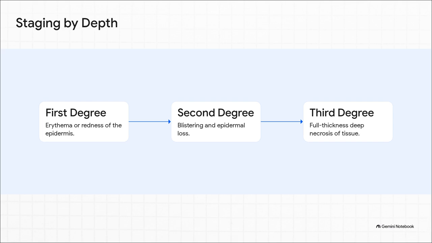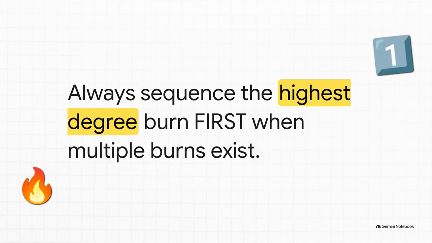Your documentation absolutely must specify this depth for every anatomic site affected. So what happens when a patient has multiple burns? The highest degree burn always takes the #1 slot on your claim form, no exceptions. If a patient comes in with a severe third-degree burn on their hand and a milder second-degree burn on their chest wall, that third-degree hand burn is sequenced first.